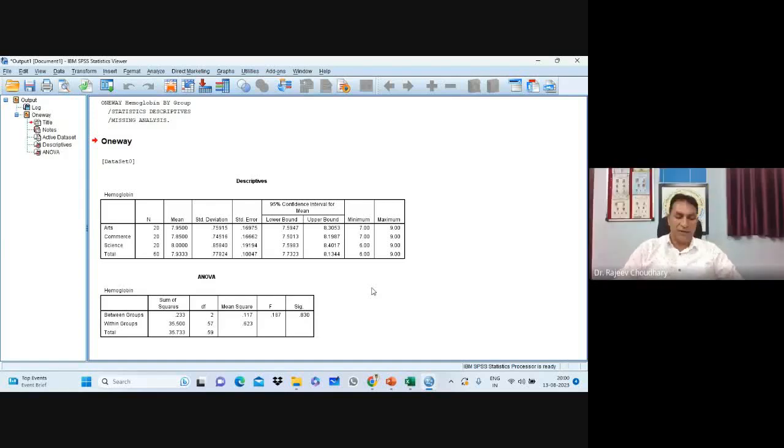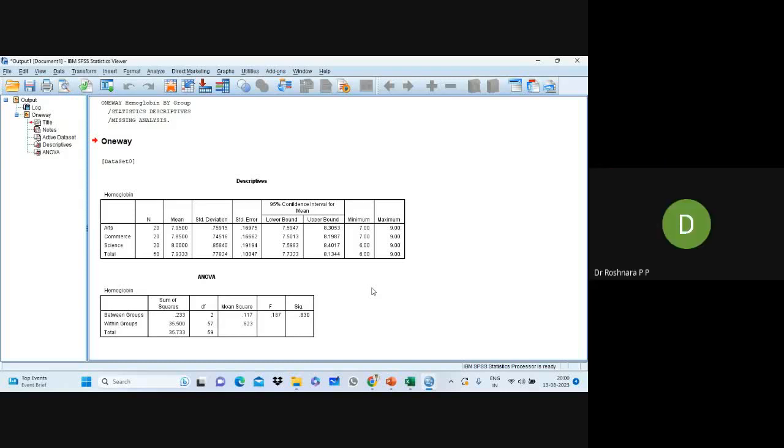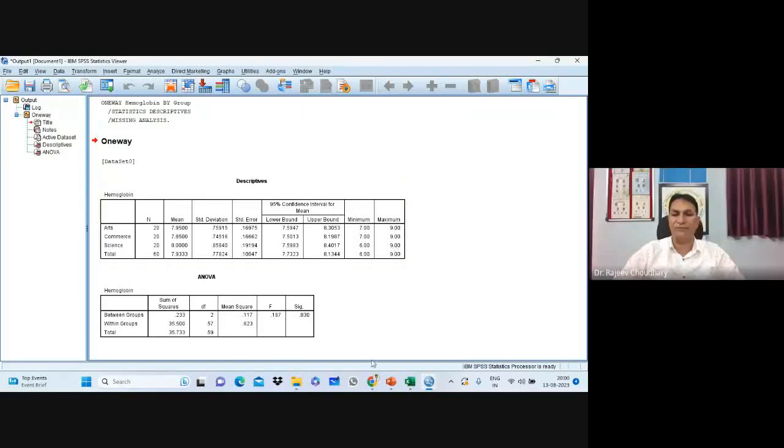Okay. Now, since the significance value is greater than 0.05, 0.83, there is no significant difference between the hemoglobin of arts, commerce, and science students. Is it okay? Yes, sir.